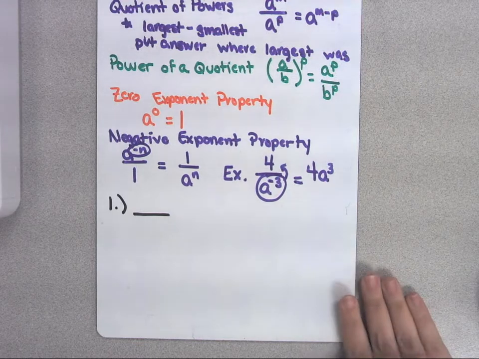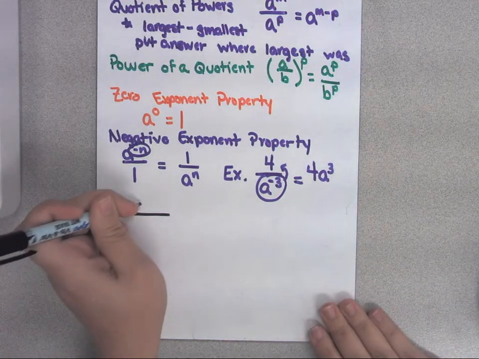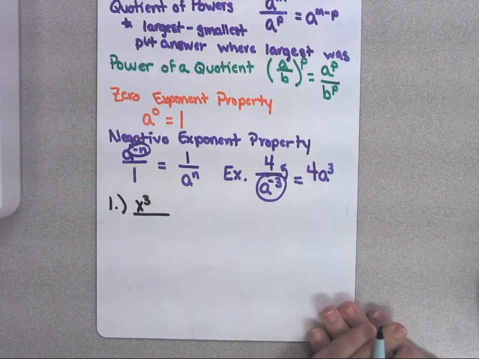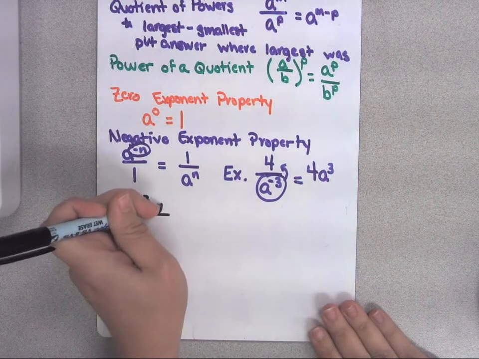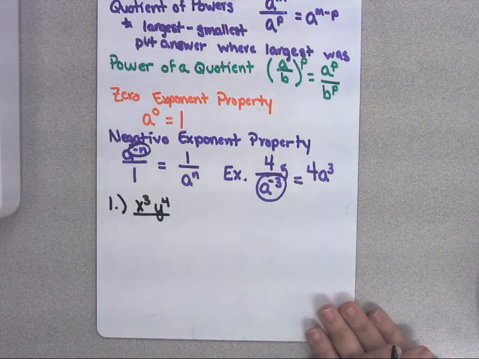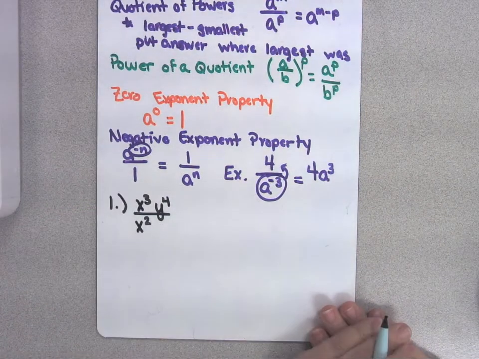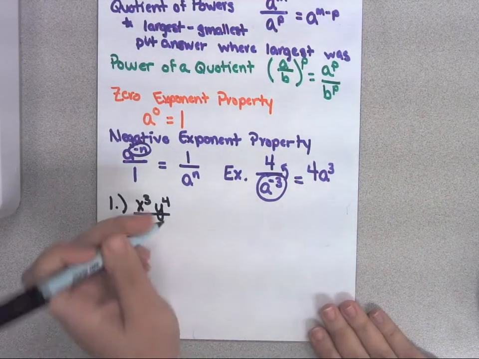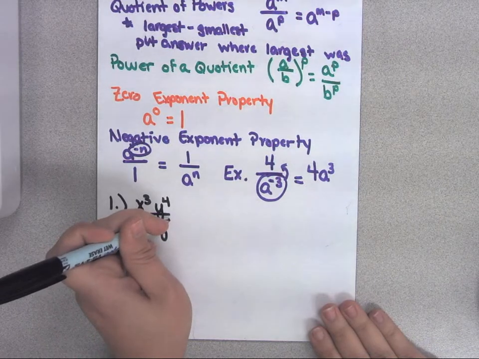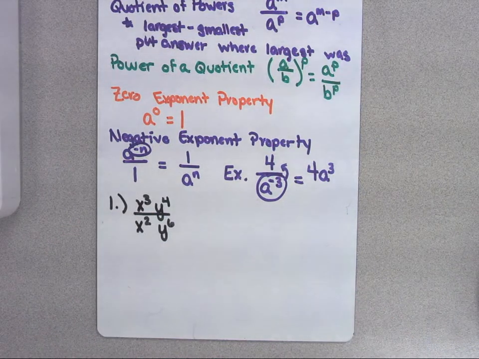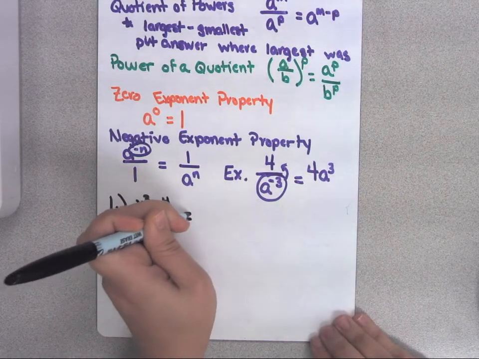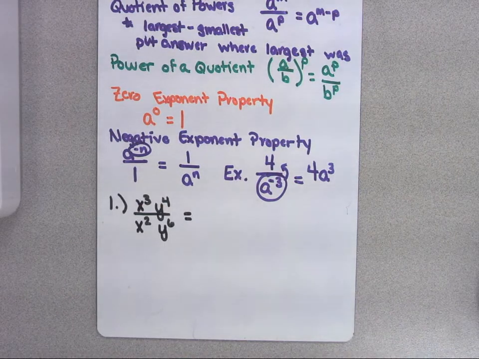Fraction, because this is the division section. We have x to the third on top, y to the fourth on top. On the bottom, we have x to the second power and y to the sixth power. So write it down. Well, again, the instructions will just say simplify.